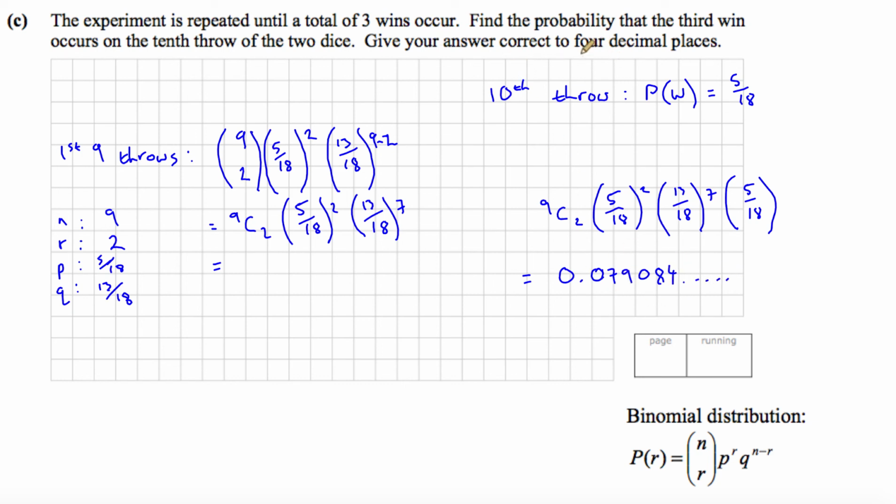But we were asked to give our answer correct to 4 decimal places, so I'm going to look to the 5th digit after the decimal, which is the 8, and ask myself, does this 8 affect the 0 in front? The answer is it does. So my answer will be 0.0791, the 8 knocking the 0 up to a 1. So that's my probability correct to 4 decimal places, and that's the end of question 1.